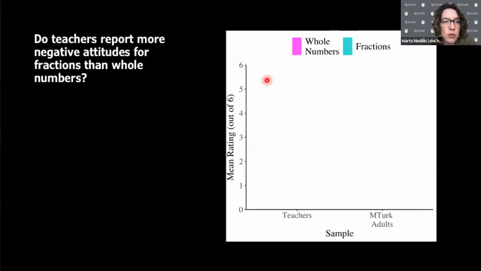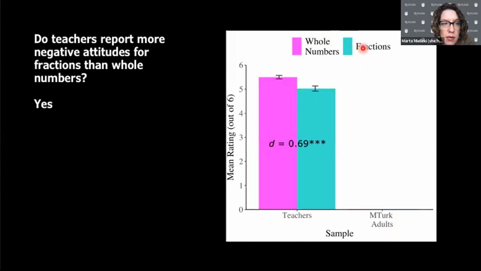So we'll just orient you to this graph. I'm going to show you, this is specifically for the math attitude, on a scale of 0 to 6, with 6 being more positive and closer to 0 being more negative. I'll show you the teachers and the MTurk adults, comparing attitudes towards whole numbers versus fractions. So do teachers report more negative attitudes for fractions than whole numbers?